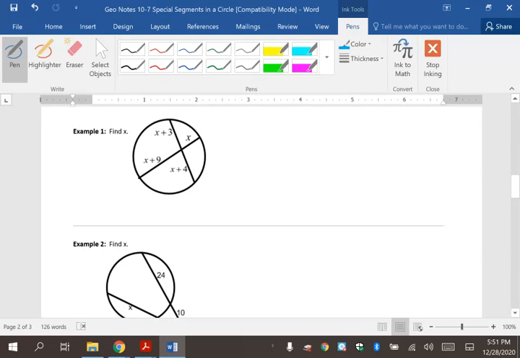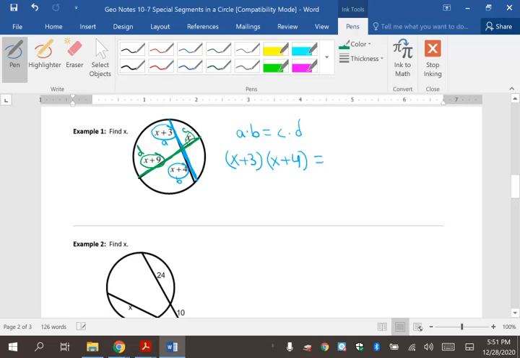Example 1, we have two chords intersecting. Now remember, the two pieces on the same chord, you multiply them. So we have our formula, we have our A times B equals our C times D. So here's like our A and our B. So we have x plus 3 times x plus 4 equals, and then the other line segment, you're going to multiply those two, and it doesn't matter where C and D are.